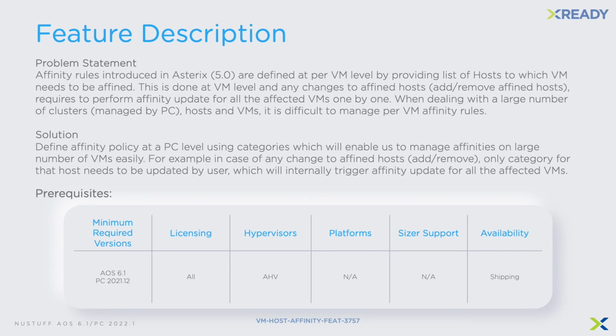By moving them into PC, where everything is going these days, you're able to use rules and categories to assign these to groups of hosts and groups of VMs, and then all you have to do is come back and change the rules. So much simpler, like how we do other policies in Prism Central. To do this, you'll need AOS 6.1 and then PC 2021.12, which will be released in conjunction with 6.1. And it's just for AHV, so that's pretty clear, and is releasing in 6.1.